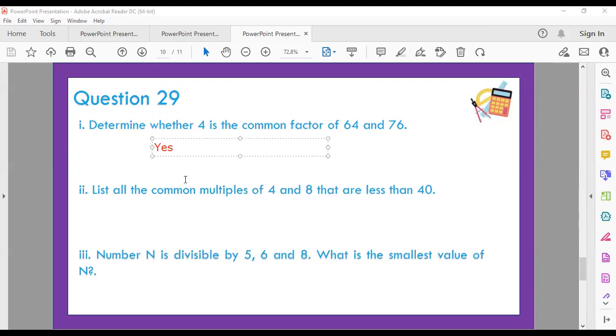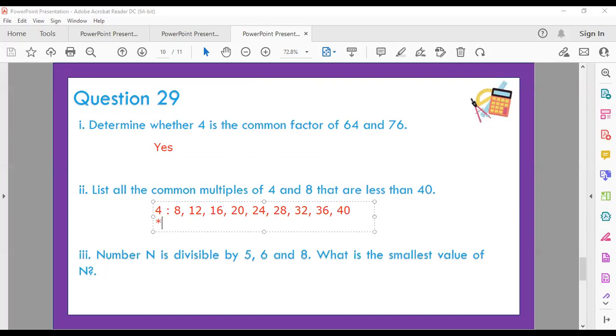All right, good. Now, Roman 2. List all the common multiples of 4 and 8 that are less than 40. So, what's the multiple for 4, guys? Multiple. You know what's multiple, right? The numbers that can be divided by the first number. So, 4, it goes on to 8, then 12, then 16. This is listing down all. 20, 24, 28, 32, 36, 40. We don't need to go more because the question says go all the way up to 40.